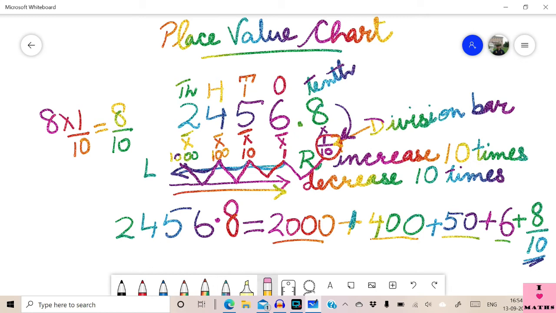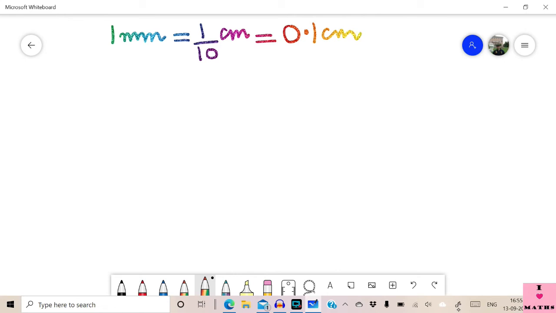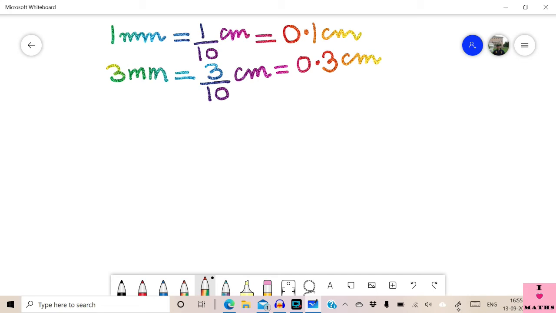Okay, let us clear this and start again. Now, 1 millimeter, as I told you last time, is 1 out of 10 equal parts of a centimeter. So this is also equal to 0.1 centimeter. Same way, 3 millimeter is equal to 3 out of 10 equal parts of a centimeter, which is equal to 0.3 centimeter.